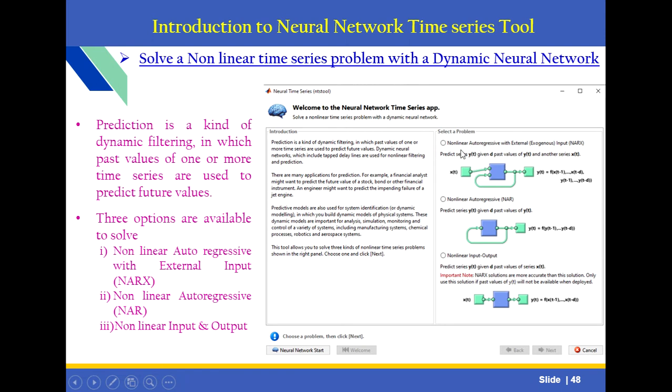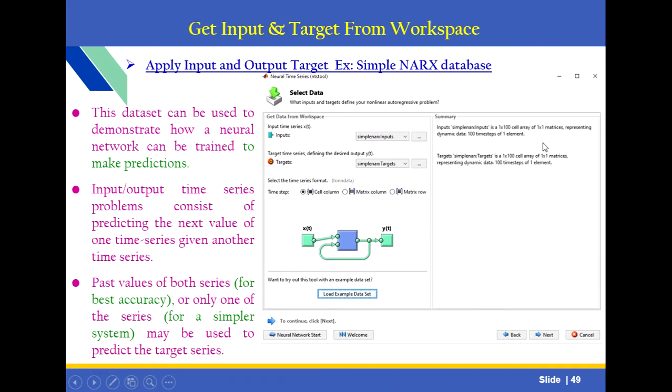For example, we can see the nonlinear autoregressive with external input problem. Here we get the input and target from the workspace. We can apply the input and output target using the database, the simple NARX database. This database can be used to demonstrate how a neural network can be trained to make predictions. The input-output time series problem consists of predicting the next value of one time series given another time series. Past values of both series are used for best accuracy, or only one of the series for a simpler system may be used to predict the target series.